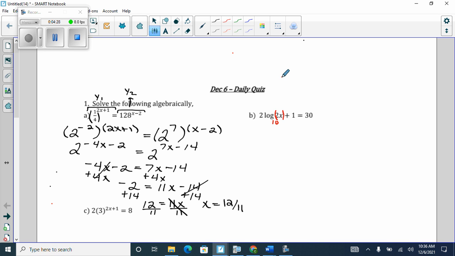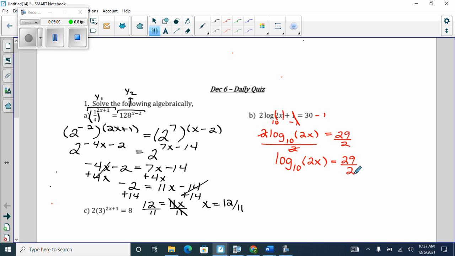Which you probably didn't do because you probably treated it as 2x plus 1 beside the log. Before that, the minus 1. How do we move the minus 1? Or plus 1. We have to minus 1. So we're going to get 2 log base 10 of 2x equals 29. And then we do what you said, Tony, we're going to divide by 2. That's exactly right. And we're going to get log base 10 of 2x equals 29 over 2. Now I have three pieces, correct?